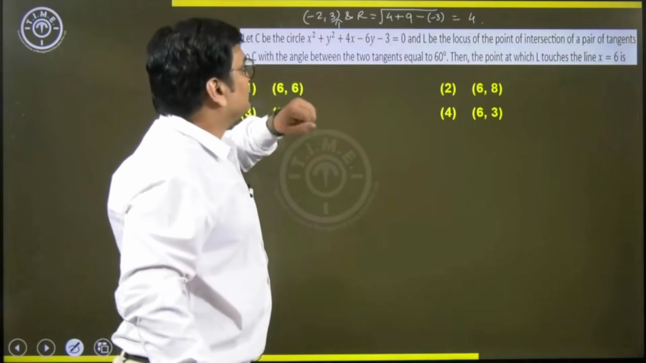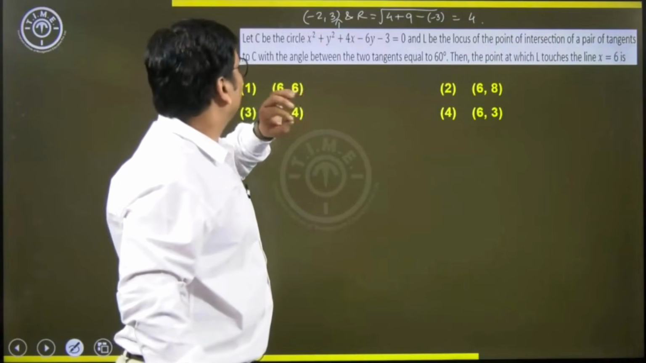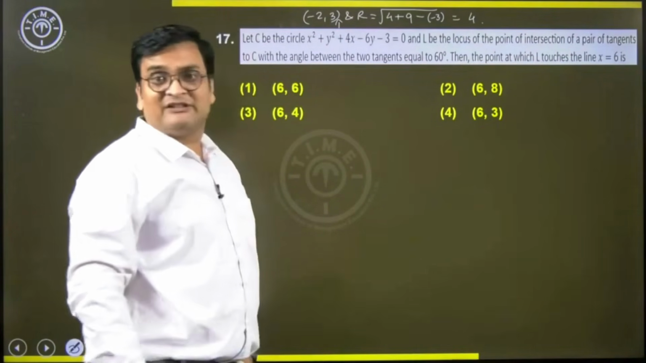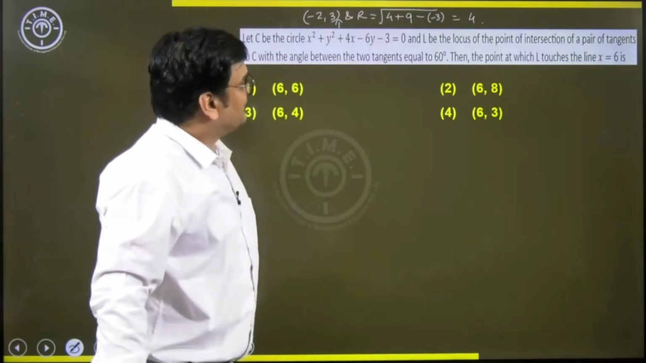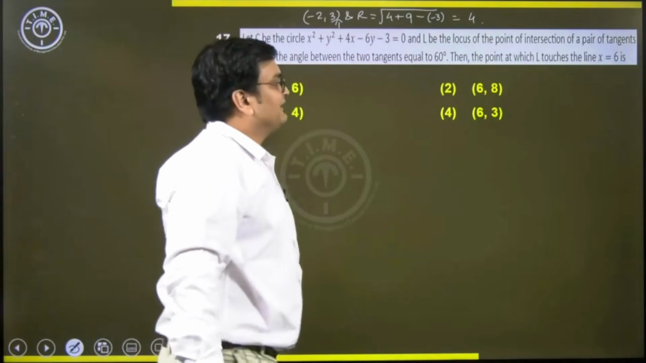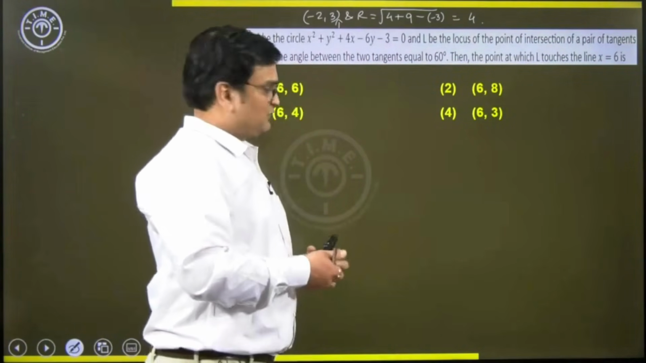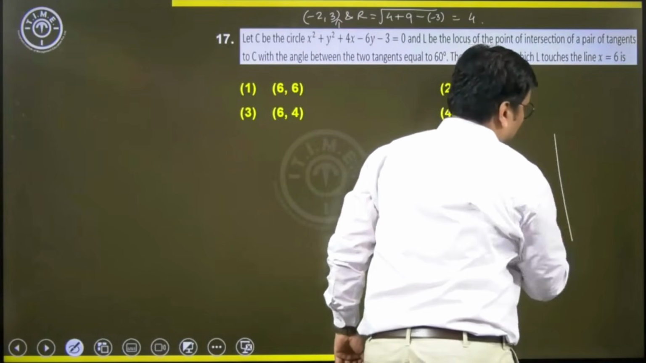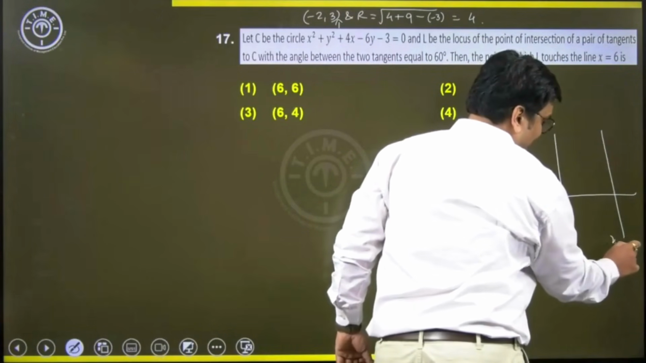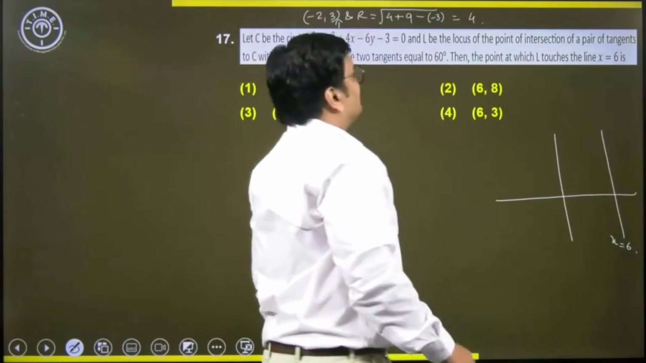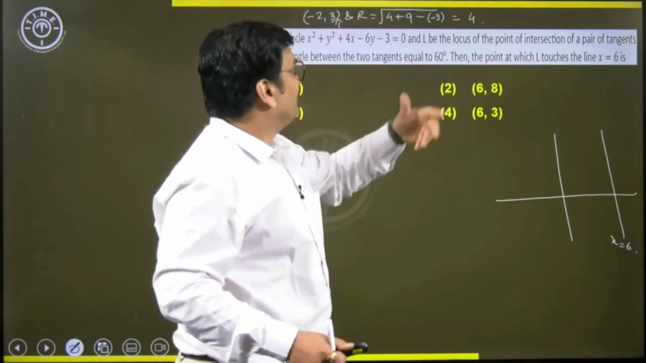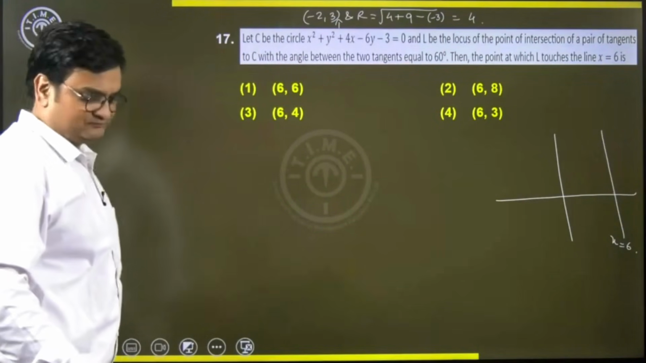And let L be the locus of the point of intersections of pair of tangents to C, with the angle between the two tangents equal to 60 degree. Then the point at which L, which is nothing but the locus of points, touches the line x equal to 6 is asked. Now by the way, x equal to 6 line is a vertical line. It will be parallel to the y-axis. So at which point does that locus touch the line x equal to 6? We have to find that.